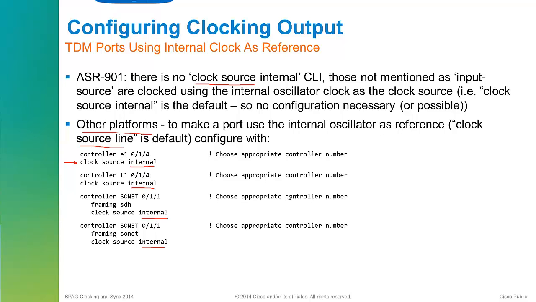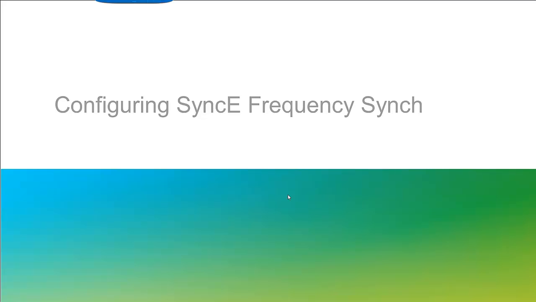On the 901, there's no clock source internal command, because clock source internal is the default. If you want to go the other way and use the line as an input, then you need to use the network clock input source command, as we covered a few slides ago. Hope that's clear, but that's the only slight wrinkle in that area. So TDM is all fairly straightforward.